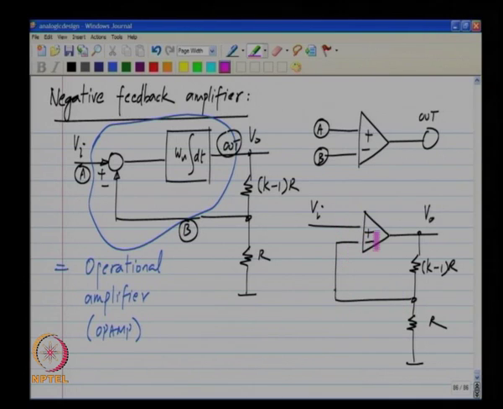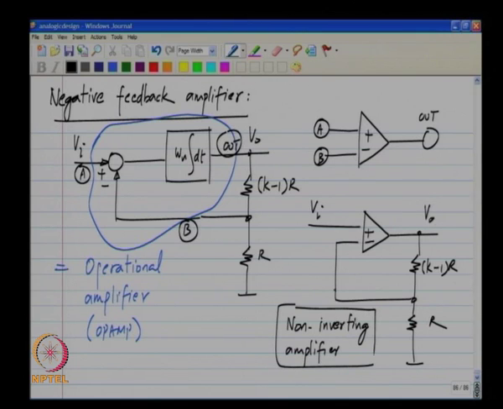The difference between these two is integrated to drive V naught, and many of you may be familiar with this circuit as the classical non-inverting amplifier. Okay. So, we have to realize a block that takes the difference and then integrates the difference.